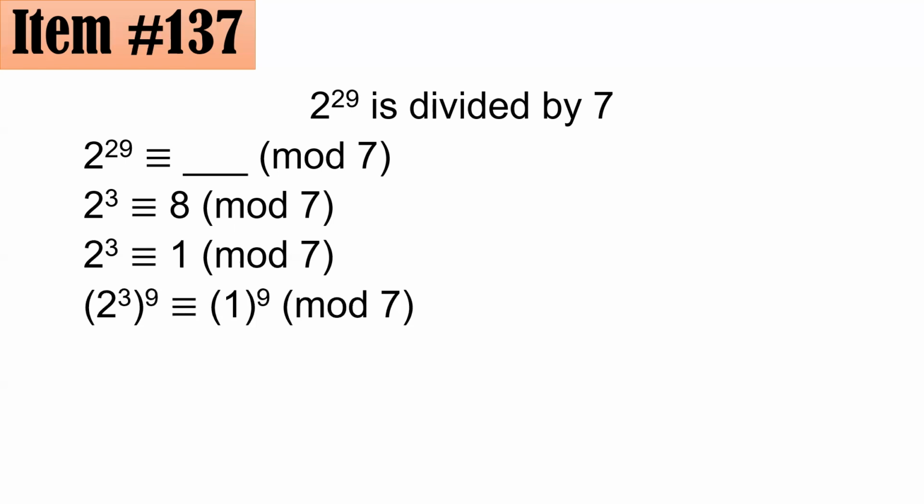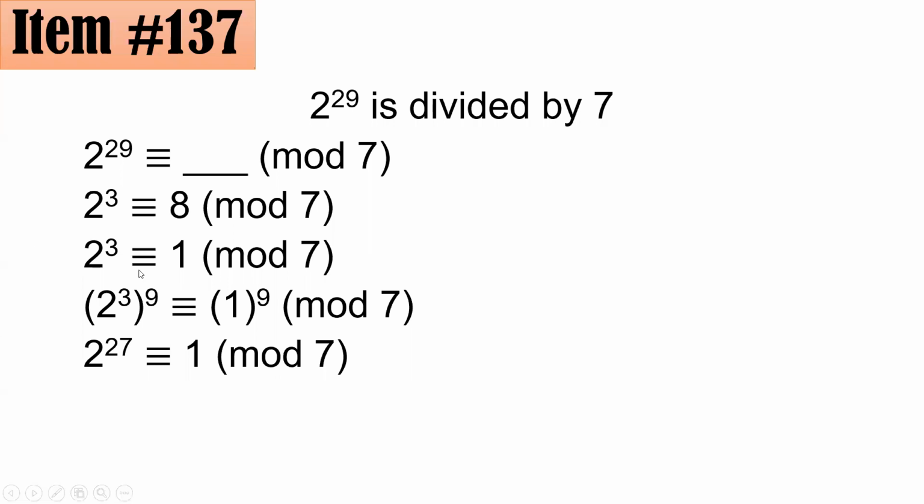Take note, in doing modulo po, we can do any operation. Whatever operation done on the left side could also be done on the right side, except multiplication by 0 or division by a natural number. The rest, pwede po. And by the laws of exponent, 2 cubed raised to 9, we copy the base and multiply their exponents. So this is 2 raised to 3 times 9 or 2 raised to 27. And 1 raised to 9 is just 1, mod 7.